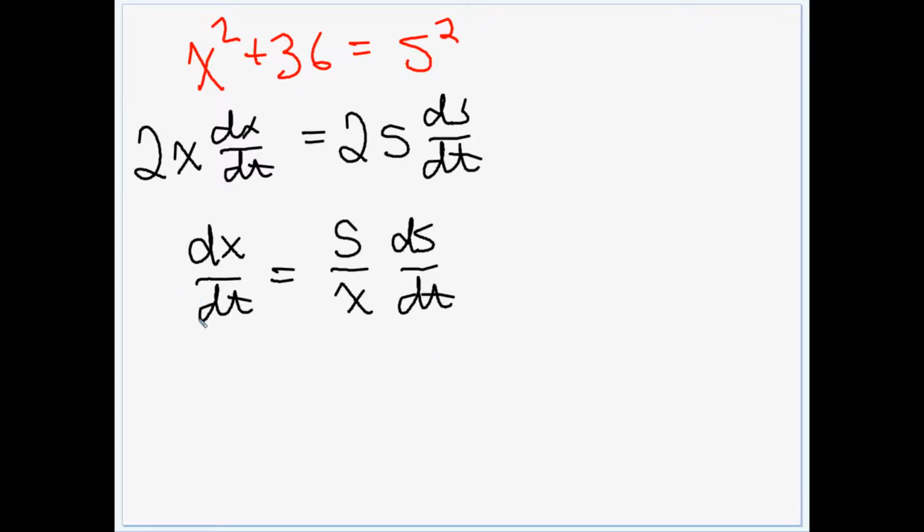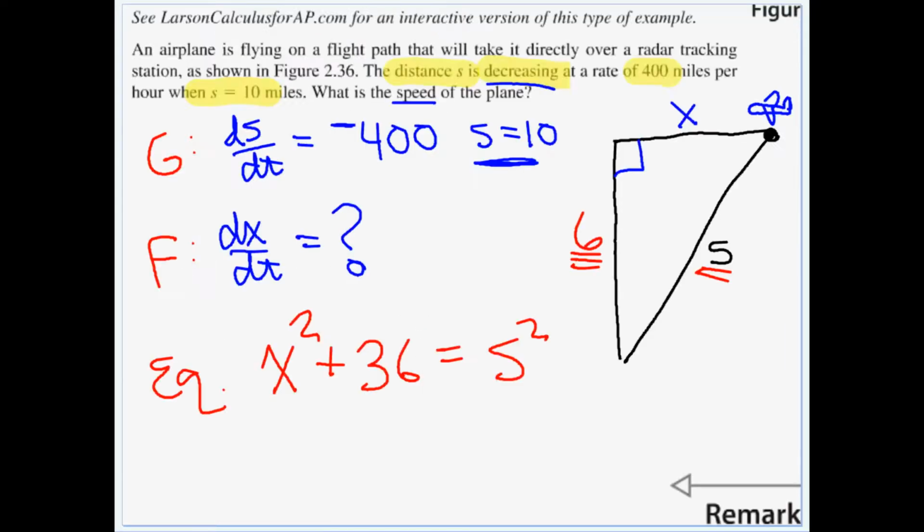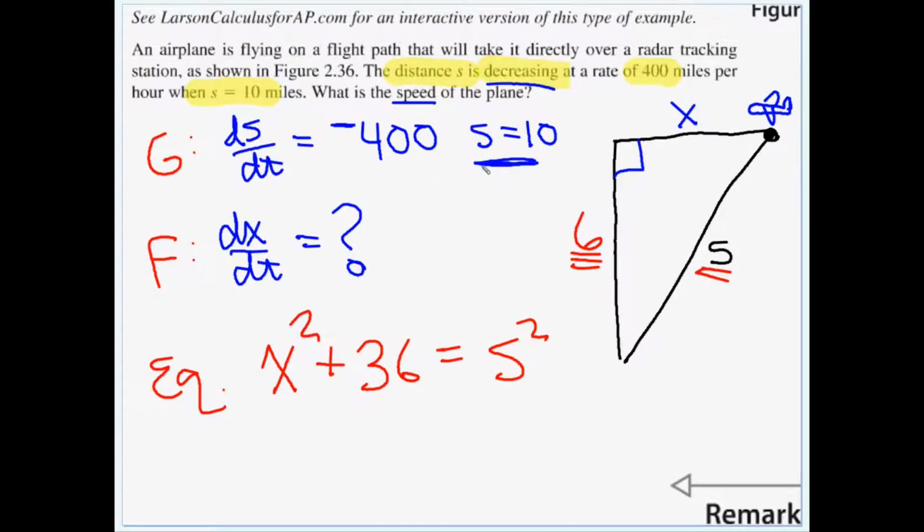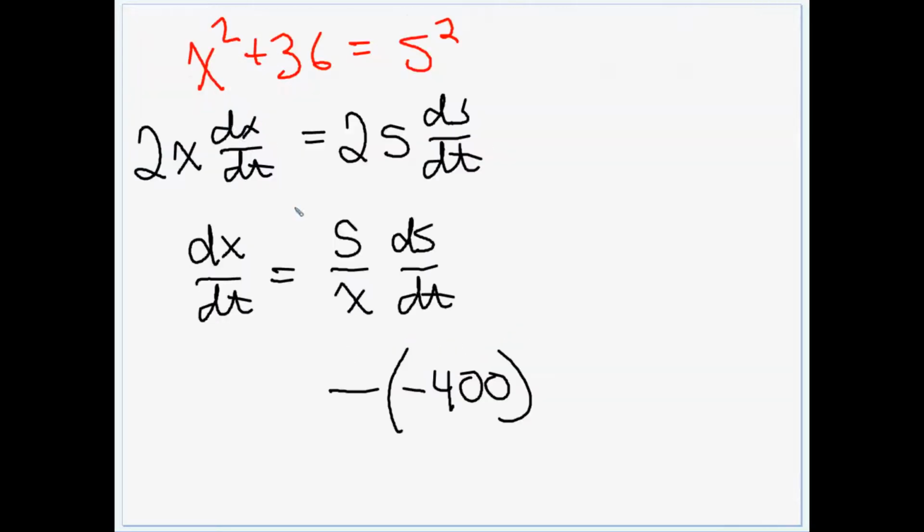Okay, let's see what we can plug in there now. ds dt, this is negative 400. And then we've got an s divided by x. Well, they told us we're going to freeze time when s is 10. So this s in the numerator goes in as a 10. And this is equal to what we're looking for, dx dt.